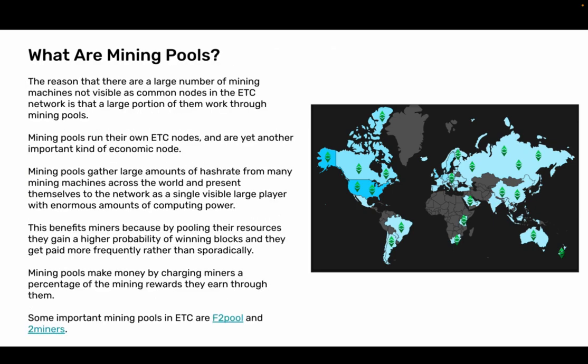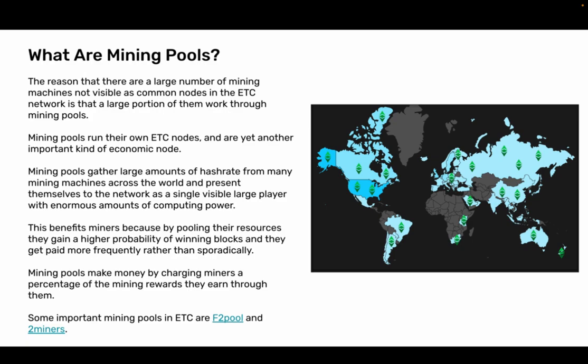What are mining pools? The reason that there are a large number of mining machines not visible as common nodes in the ETC network is that a large portion of them work through mining pools. Mining pools run their own ETC nodes and are yet another important kind of economic node. Mining pools gather large amounts of hash rate from many mining machines across the world and present themselves to the network as a single visible large player with enormous amounts of computing power.